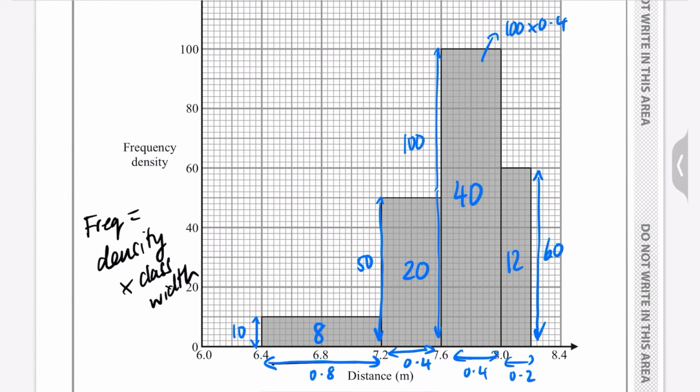You also could have figured out how much one single square is worth. A single square is 0.2 times 10, which means each square is worth 2. So you can see you've got 2, 4, 6, 8, 2, 4, 6, 8, 10, 12, 14, 16, 18, 20. This is double this one because it's double the area. 2, 4, 6, 8, 10, 12. So you can see the area is actually representing the frequency. So the area is the frequency.